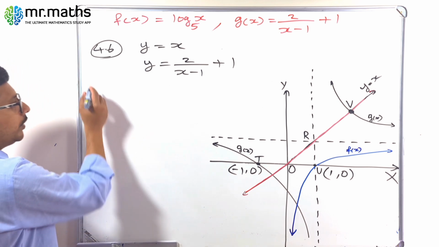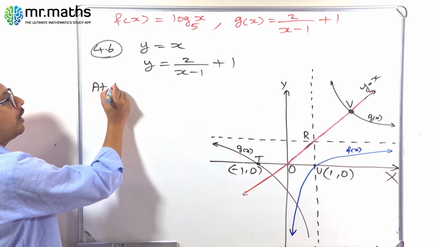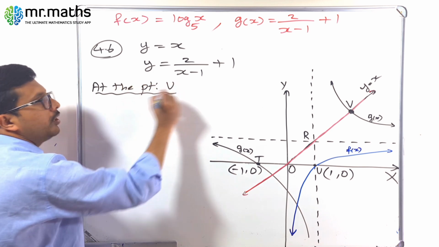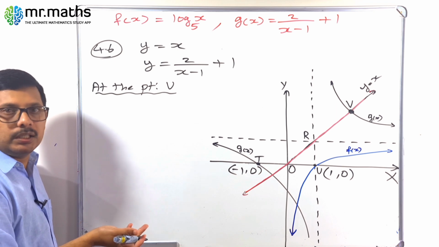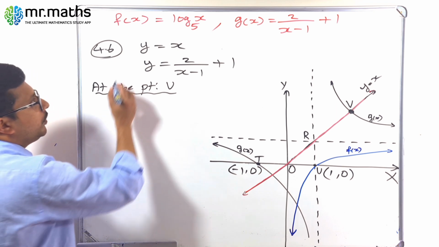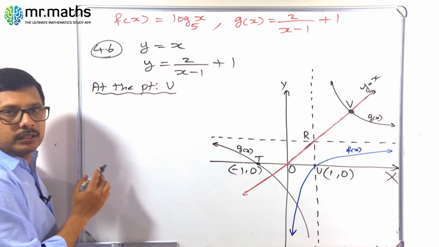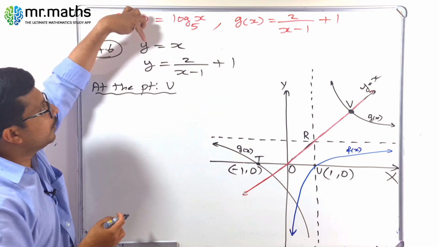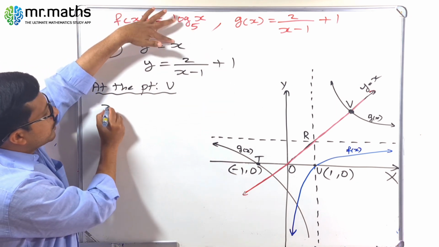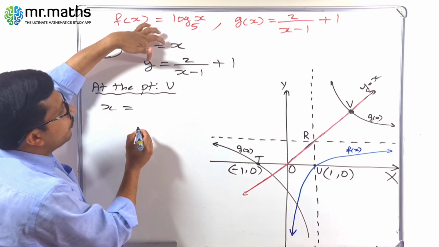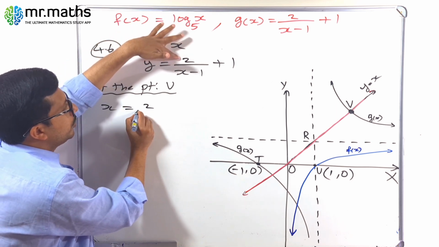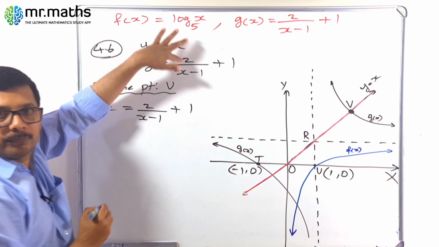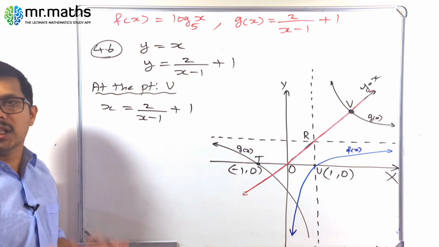So we can write that at the point V, both the graphs are equal. At the point V, y is equal to x, and y is equal to these two, so they are equal. Look at how I am going to write. y is equal to x, so x is equal to, y is equal to this one, 2 divided by x minus 1, plus 1. So at that point V, both the graphs are equal.